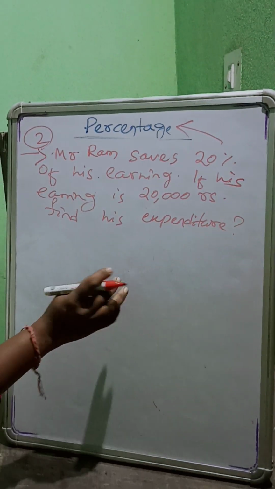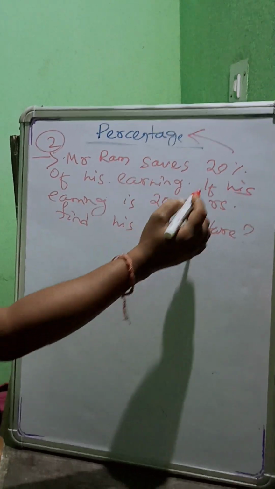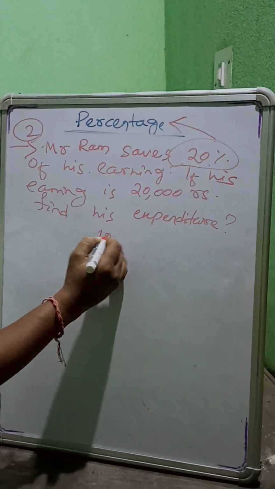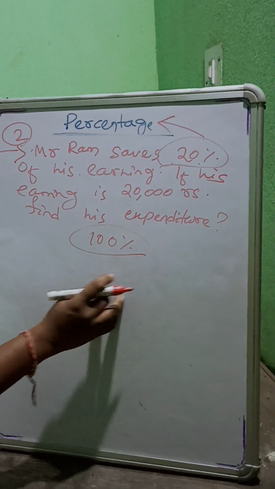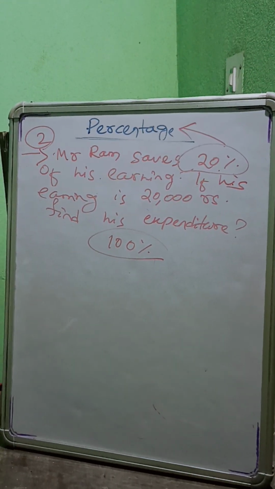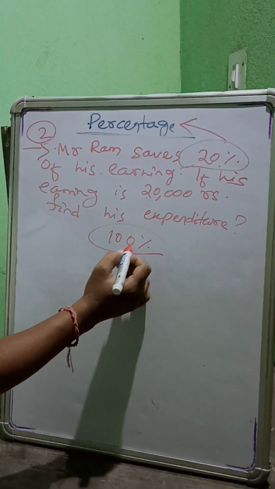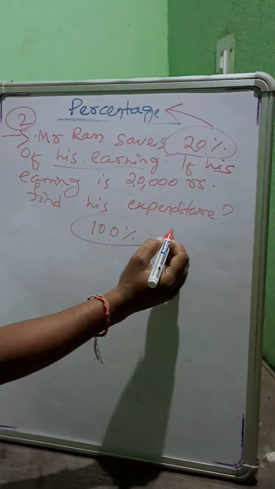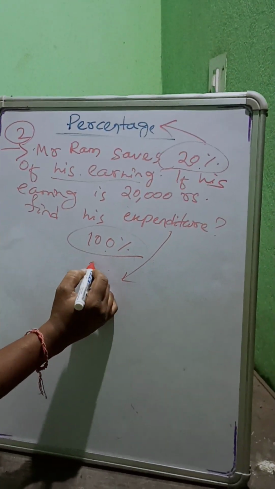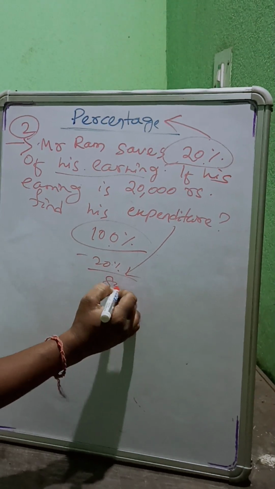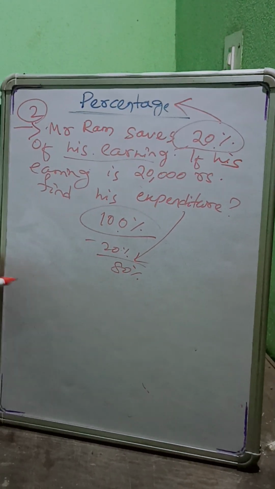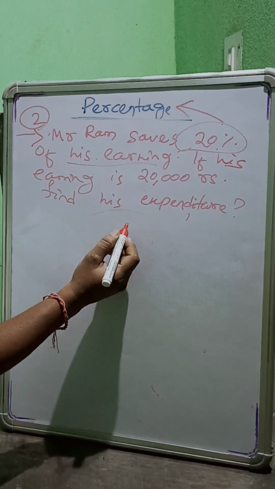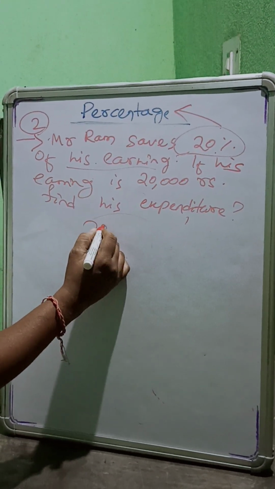कितना वो खर्च करते हैं? Find his expenditure. See, he saves 20%. Always calculate on 100%. His total earning is 100%. So out of 100%, 20% is his saving. So his expenditure is 100 minus 20%. It is 80%. If 80% is the rest amount, you have to find out only the 80%.